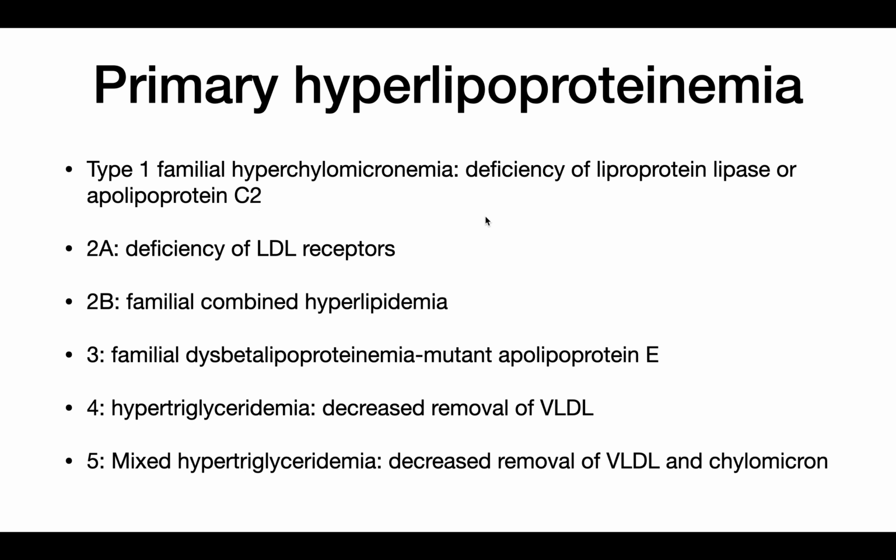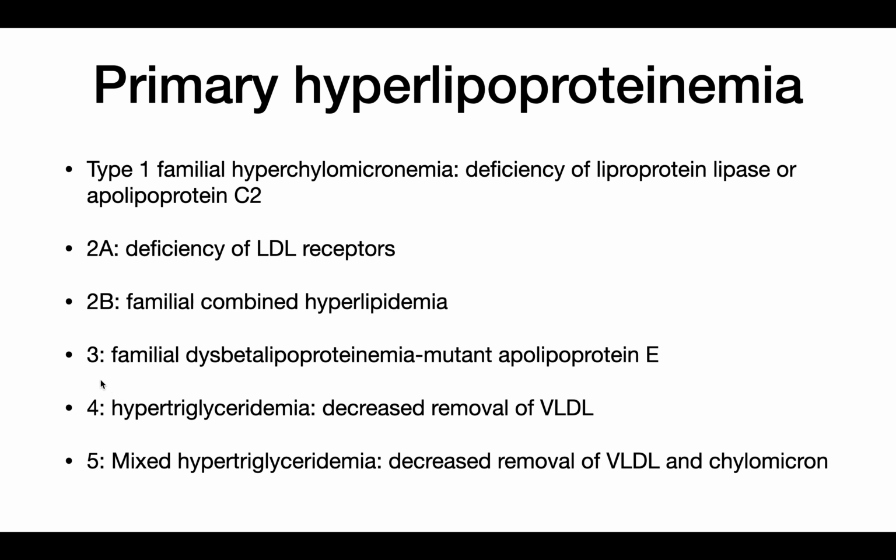Okay, so in type 1, familial hyperchylomicronemia is going to be a deficiency of the lipoprotein lipase or apolipoprotein C2. So this is going to be a problem with the liver. In type 2A, there's going to be a deficiency of the LDL receptor. So there's going to be a problem with sequestering the cholesterol into the cells. So there's going to be too much free cholesterol rolling around. 2B is going to be a familial combined hyperlipidemia. So there's going to be a problem with the receptors along with a hyperproduction of cholesterol.